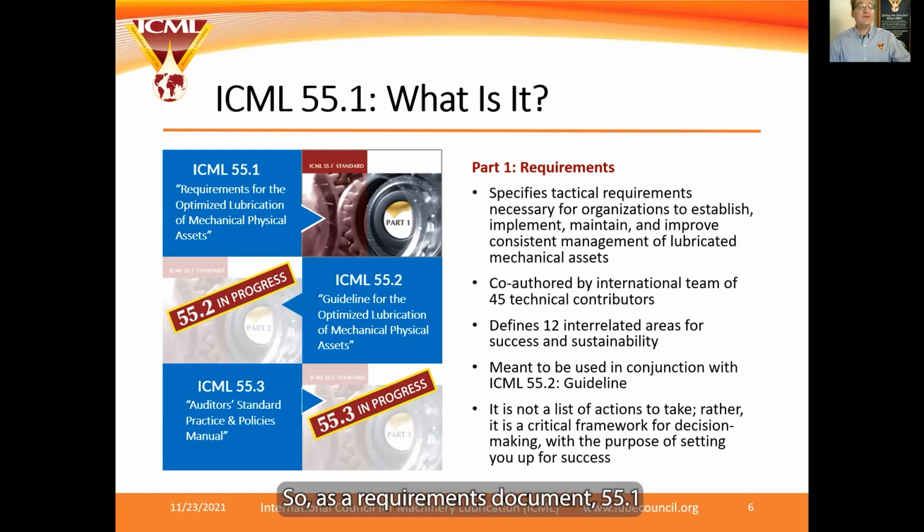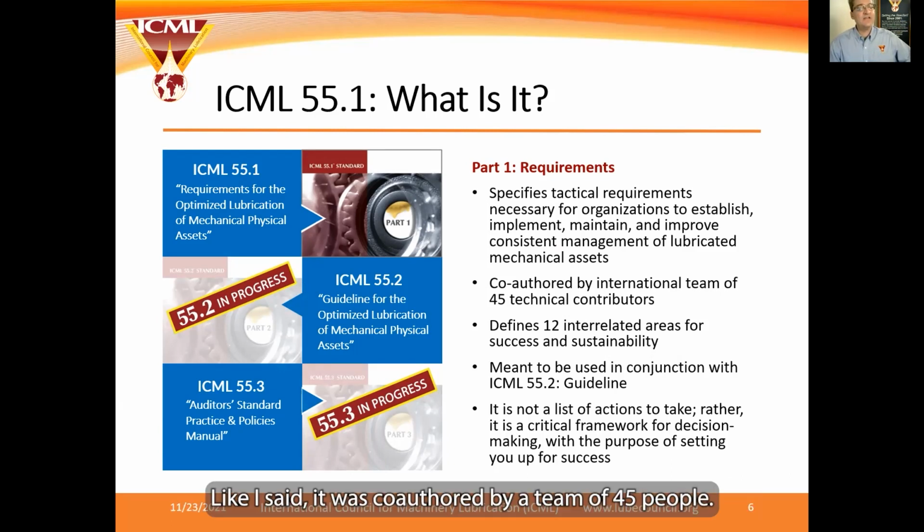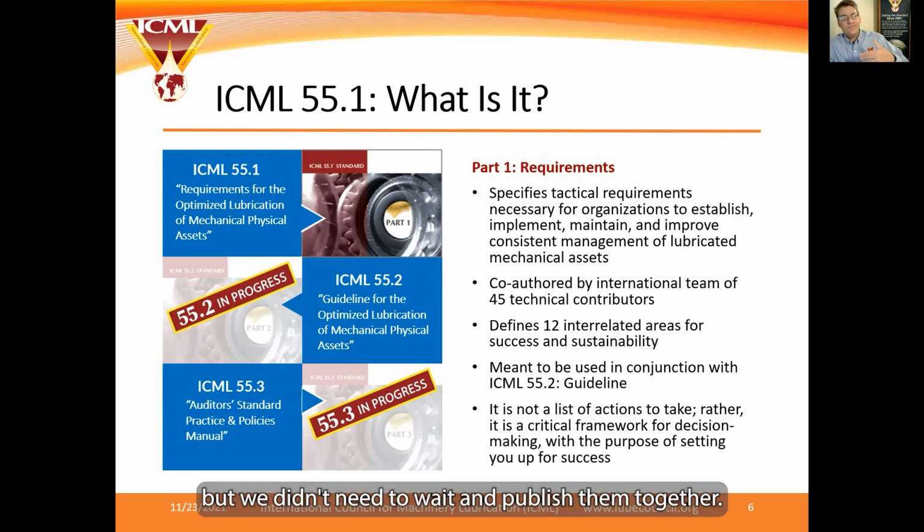So as a requirements document, 55.1 spells out what's necessary to establish, implement, maintain, and improve consistent management of the lubricated mechanical assets. Like I said, it was co-authored by a team of 45 people, but most importantly, it defines the 12 areas that are necessary for a successful, sustainable program. Now, it's meant to be used in conjunction with 55.2, the guideline document, but we didn't need to wait and publish them together. That's why we went ahead and did part 1 in 2019, spring of 2019.